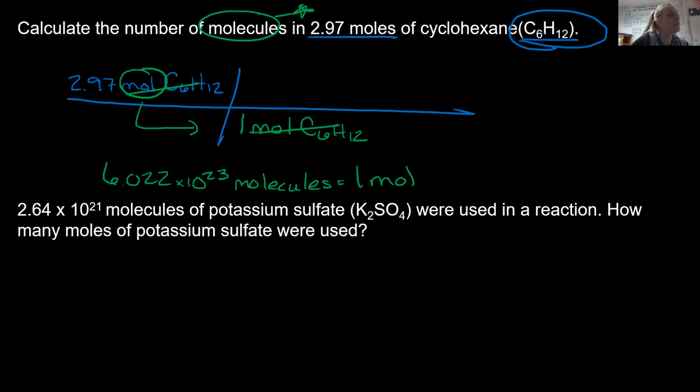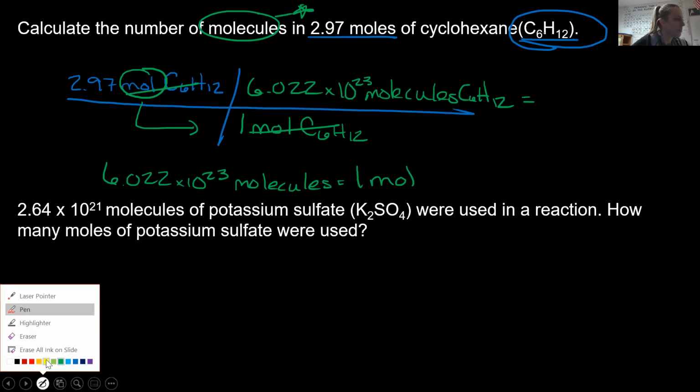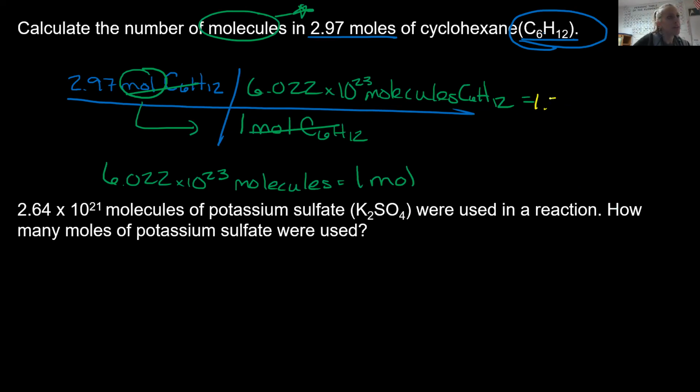Okay. So Avogadro's number is on the top. Beautiful. So it's the 6.022 times 10 to the 23rd molecules of cyclohexane. So that equals whatever we multiply across as. And when you multiply across, you get the fancy number of 1.788,534 times 10 to the 24.